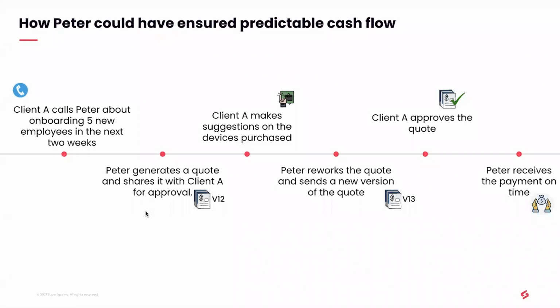So Peter decides which vendor he's going to buy the laptops from and which software he's going to buy, and he sends the quote for approval. Now, client A still finds this more expensive than he originally imagined, so he makes suggestions on the devices purchased. Now, Peter is able to revise the same code instead of creating a new code. He revises the same code and sends it back for the approval.